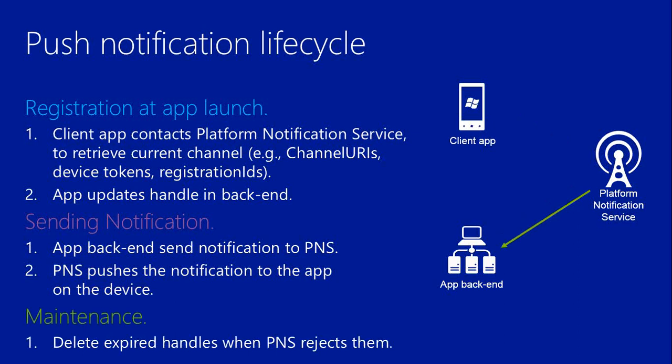This is a simple push notification lifecycle. It's really simple. The client gets to the PNS and asks for a handle, which is the channel URI in case of Windows. Then the client app updates the app backend. The app backend sends the notification to the PNS, and the PNS pushes the notification to the app. Just a couple of steps, and this is all. There can be scenarios where the PNS rejects the handles which the app backend is sending to it, and so there's a maintenance for that. You have to delete the expired handles when the PNS rejects them.